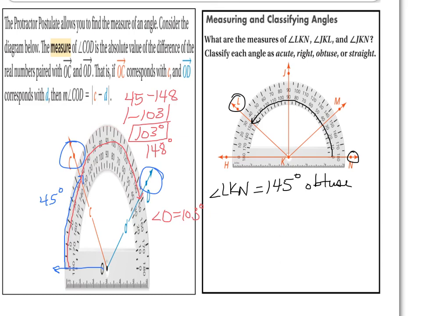To finish up here, what I want you to do is find the measure of angle JKL for me. And then I also want you to find the measure of angle JKN. Then classify those and finish those up for class for tomorrow. Also, don't forget to complete your WSQ. This is section 1-4, part 1.